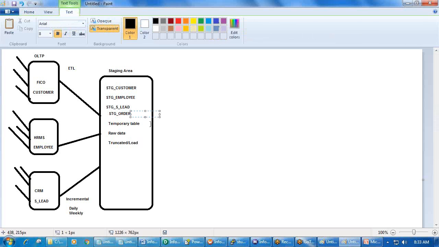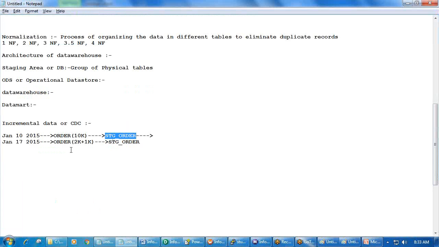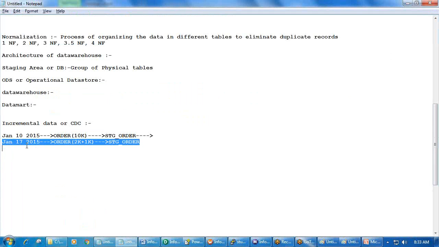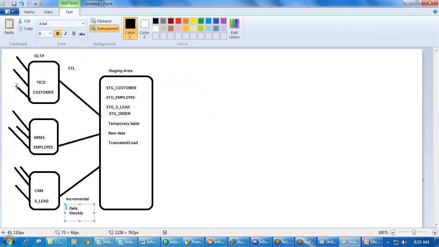Now in the staging table, how many records do you have? 10,000 records. What I said is that the data movement from the transactional system to the staging area may happen according to the business requirement, whether on a daily basis or a weekly basis. Assume we are loading the data weekly. When I go and extract the data again on January 17, 2015, there is a one week gap between your last extraction and today's extraction.